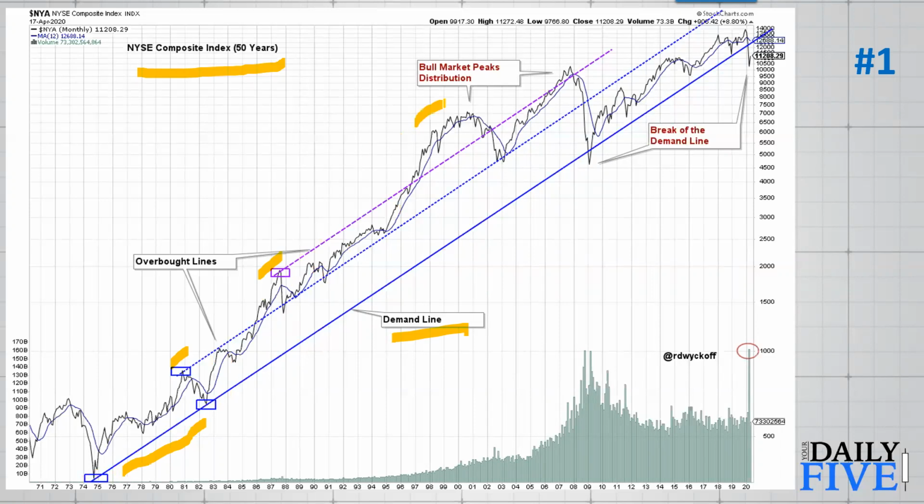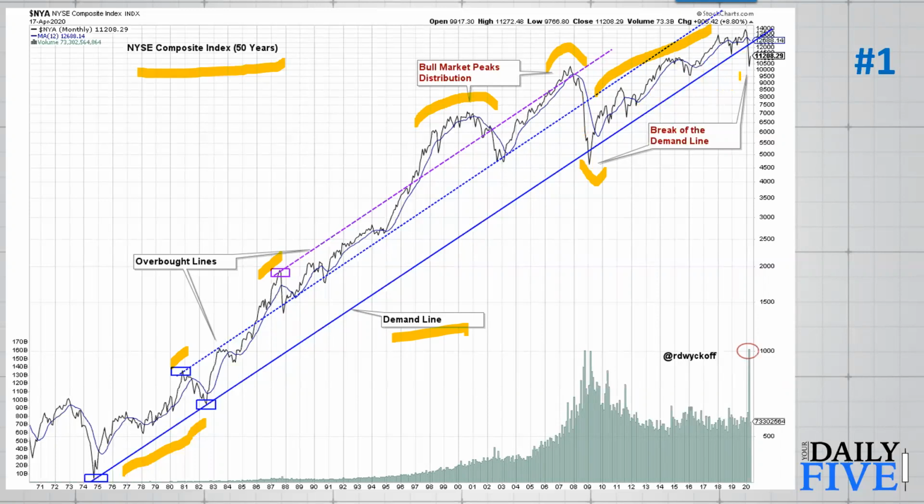You can see distribution at the 2000 peak. You can see distribution at the 2007 peak, and after a sharp decline, the great recessionary low, there is an important penetration of the demand line temporarily, and it turns back up and starts a very important bull market run that lasts 10 years. But notice that the rate of advance is slowing. The momentum is slowing in this important bull market run.